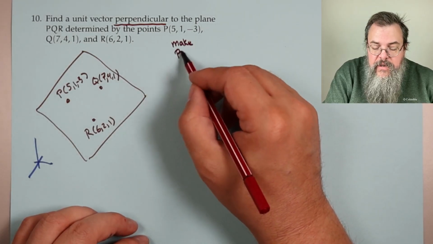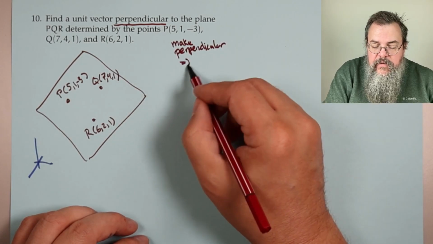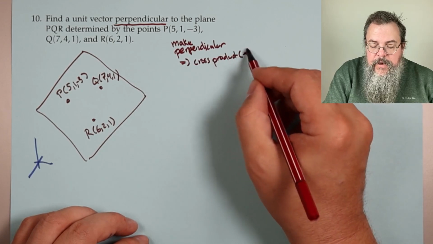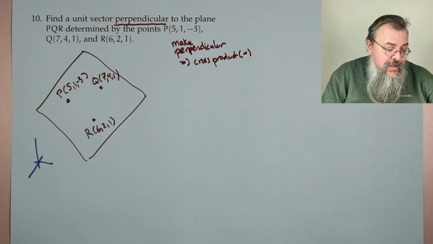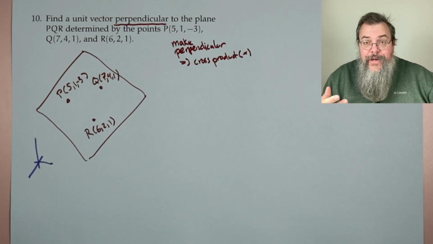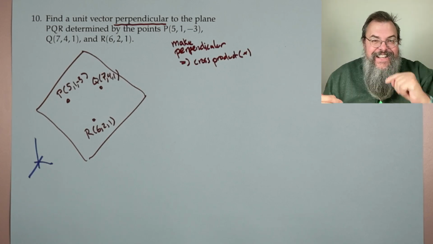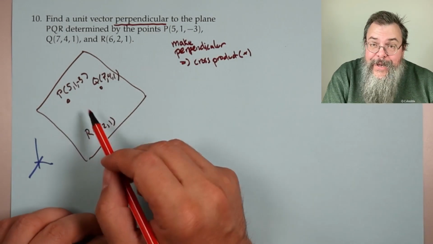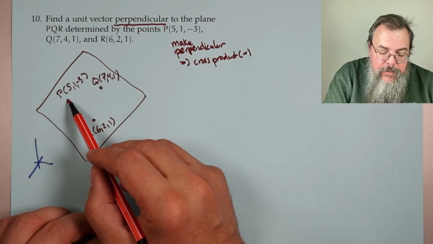So make perpendicular, that leads us to cross product. All right, that's our side note, our game plan, if you will. So okay, so now we say we know we're after cross product. Now, if we do cross product, what do we need? We need some vectors. Now, these are not vectors, these are points. But we can create vectors from the points. So we pick a point.